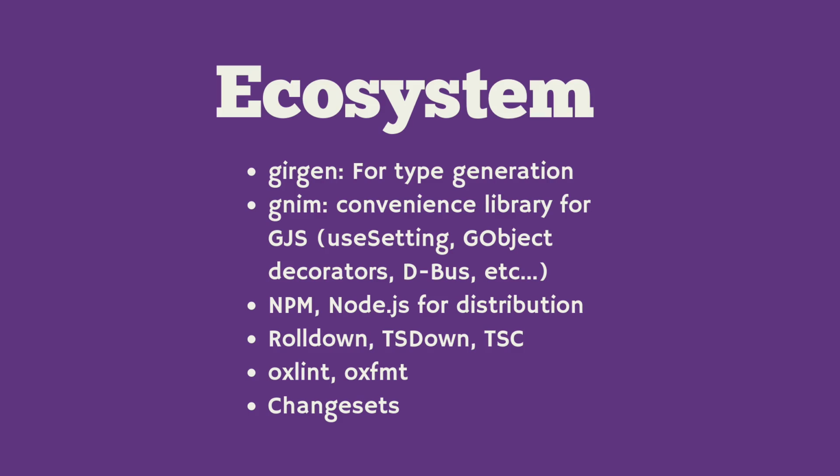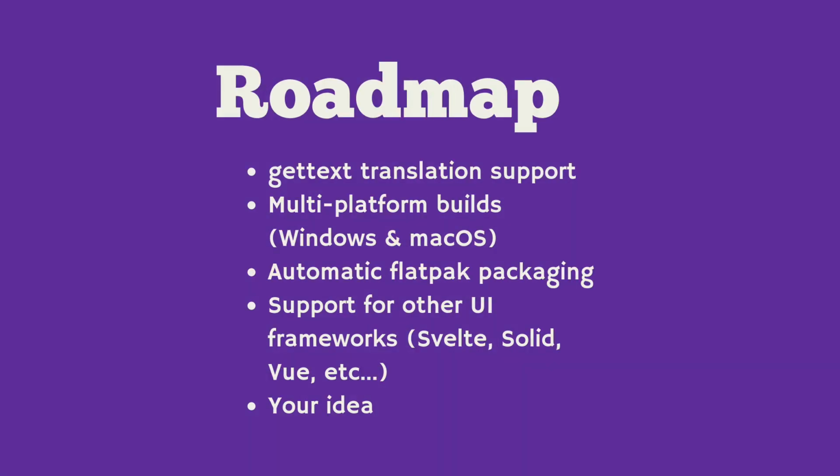Pichi itself also uses oxlint and oxformat for linting and formatting, and changesets for when we want to release a feature, and write change logs automatically. So there's quite a few features on the roadmap already. The most important one, in my eyes at least, is gettext translation support, so that you can write your application and also make it so it can be translated into multiple languages.